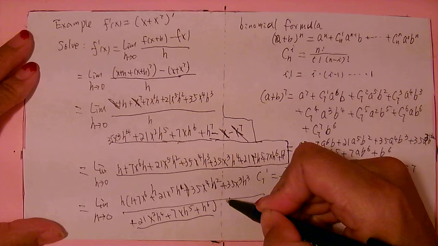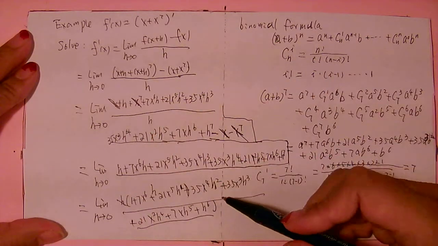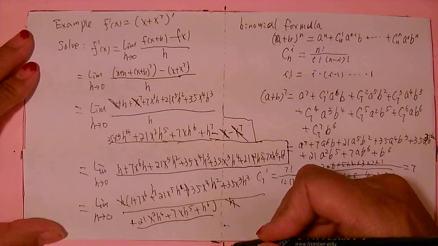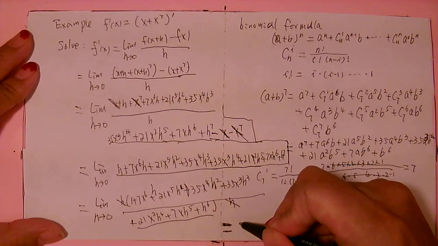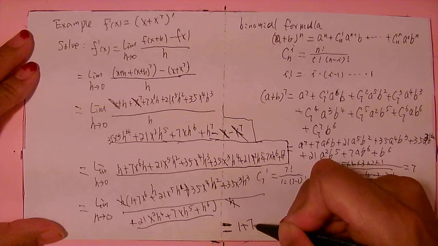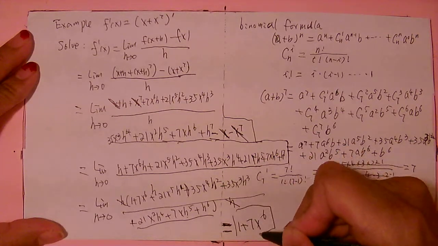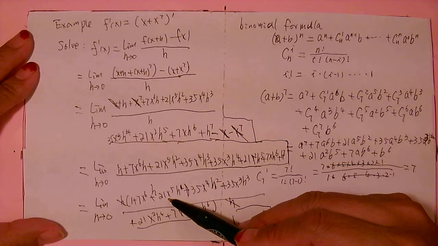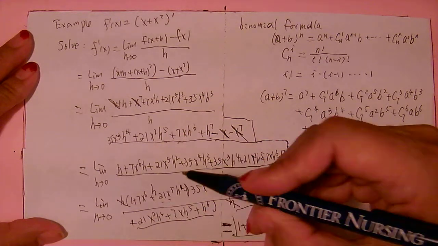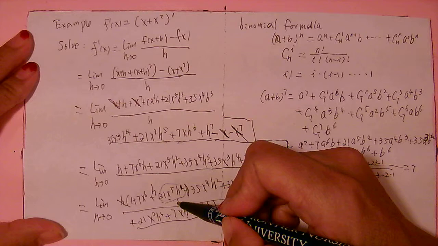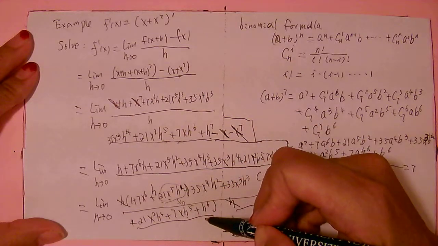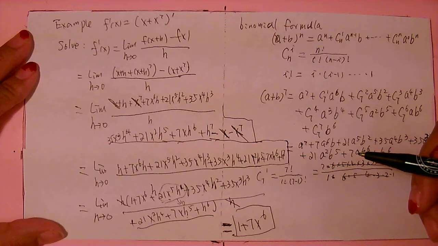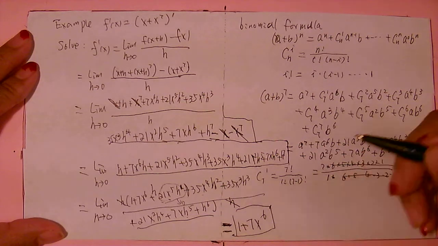Over h. This h and h cancel out, and since h goes to 0, except for the first terms, the final answer here is 1 plus 7x^6. The rest, because h equals 0 there, will be 0. So the rest of the terms go to 0, and all that is left is 1 plus 7x^6. So this will be your derivative.